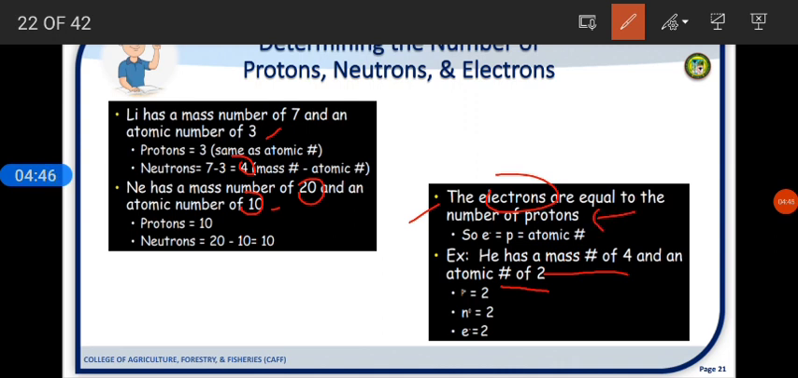And how are you going to compute for the neutrons again? So follow this formula. Mass number minus atomic number. So in this case, our mass number is 4, atomic number of 2. So 4 minus 2 is equal to 2. So helium has 2 neutrons. Okay, I hope you get that one.